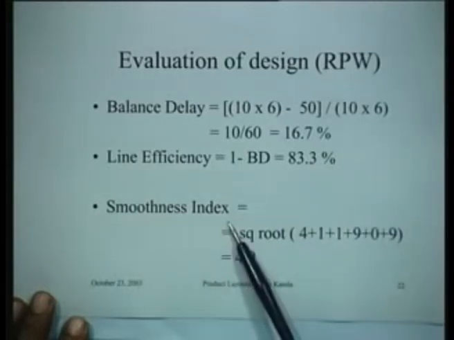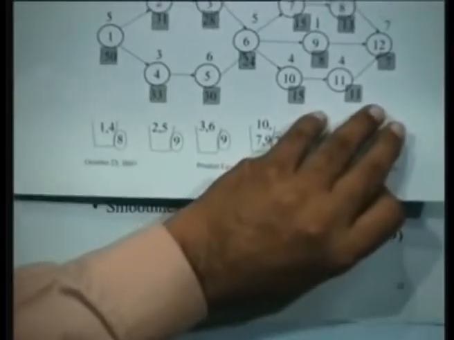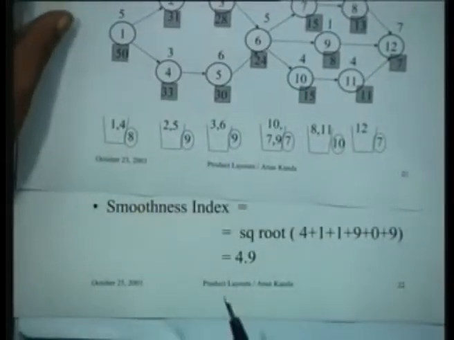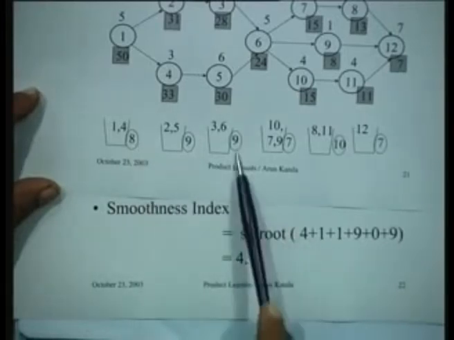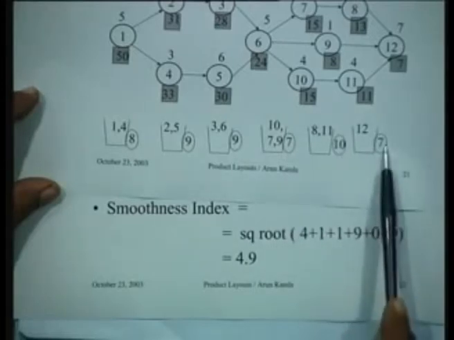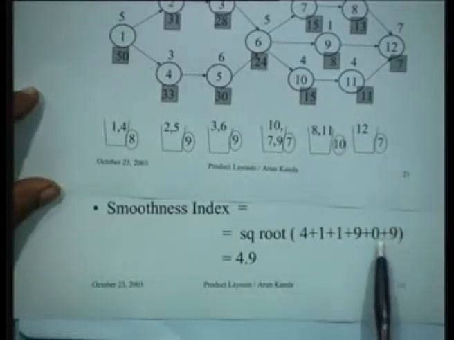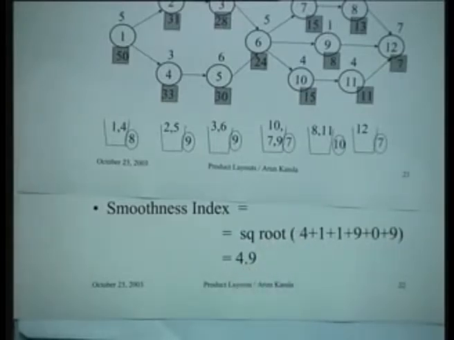However, if you look at the smoothness index, there is an improvement. The smoothness index you find for this design, look at the idle times here. 2, 2 square which is 4, 1 square which is 1, 1 square which is 1, 3 square which is 9, 0 and 3 square which is 9. And the square root of this is 4.9, which is an improvement on the earlier smoothness index that we have. That means this is a slightly better balanced line as compared to the previous one.